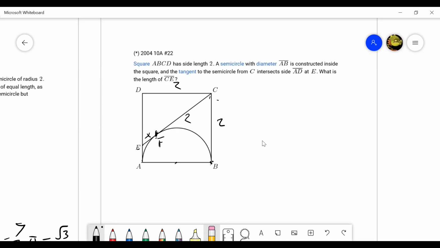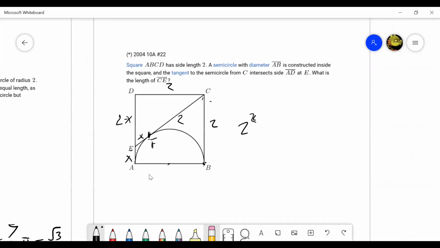So if we let this line equal x, EA is also equal to x, right? And now you have DE equals 2 minus x because the side of a square is 2, so you have to add up to 2. And now this is just the Pythagorean theorem on triangle CDE with angle D being the right angle since it's a square. So you have 2 squared plus (2 minus x) squared equals (2 plus x) squared.